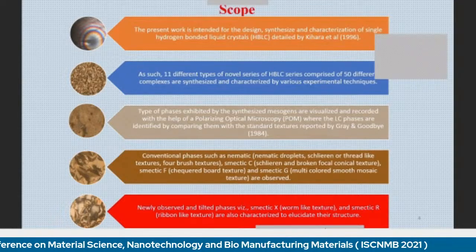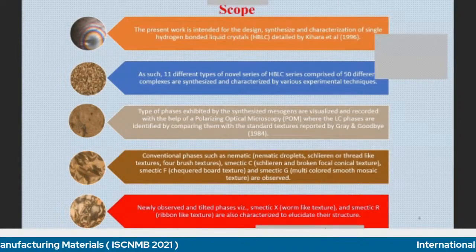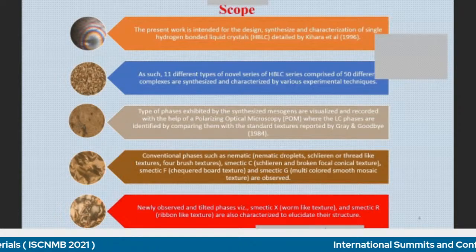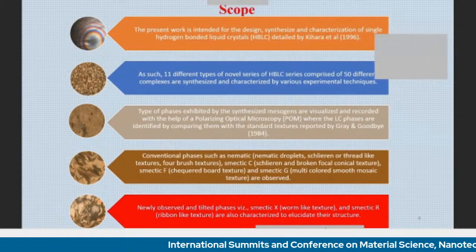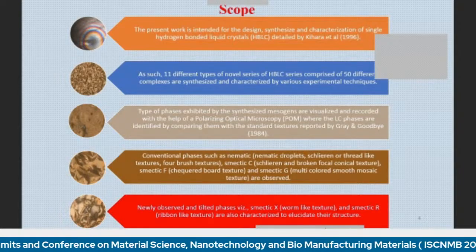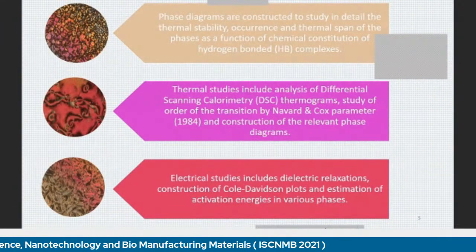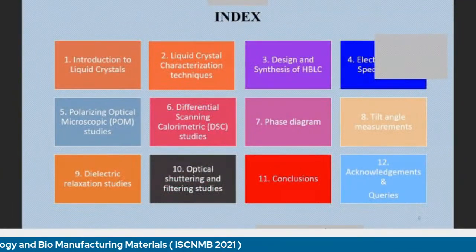So the phases, the phase range and the transition temperatures observed by the liquid crystals have been characterized by optical, thermal and electrical studies by means of POM, that is polarizing optical microscope, DSC, differential scanning calorimetry, and dielectric studies by means of impedance analyzer. So this is the index of what we are going to discuss in today's session.